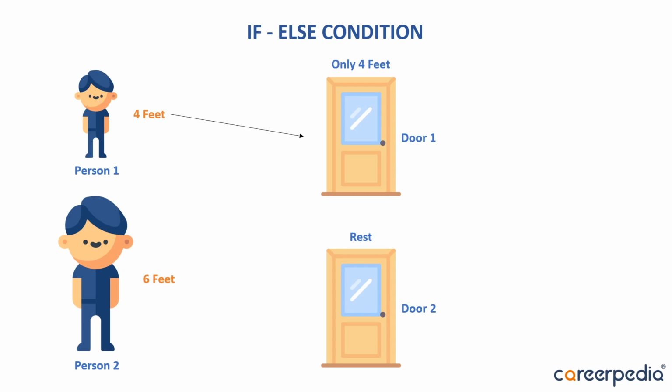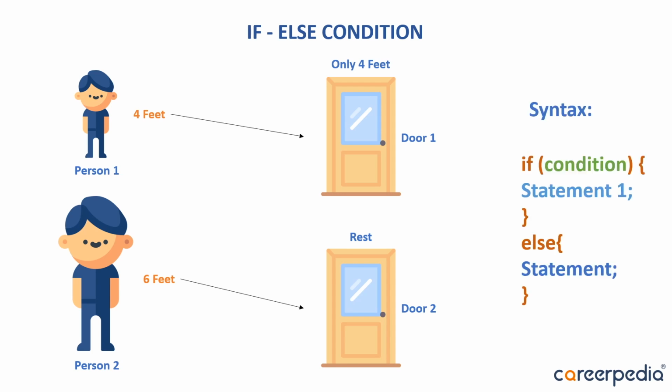So firstly, person 1 will go and check if he is satisfying. Yes, he is satisfying. He will open that door and go. The 6 feet person will check if he is satisfying the condition. No, he is not satisfying it. So he will go to the next door, which is the rest, meaning the remaining ones left will use this door. Similarly, this if else condition can be written in the program like this. If the condition is satisfied, meaning the condition is true, then we perform some task. Else, without giving any condition, we are saying the rest do this task. This is how if else works.